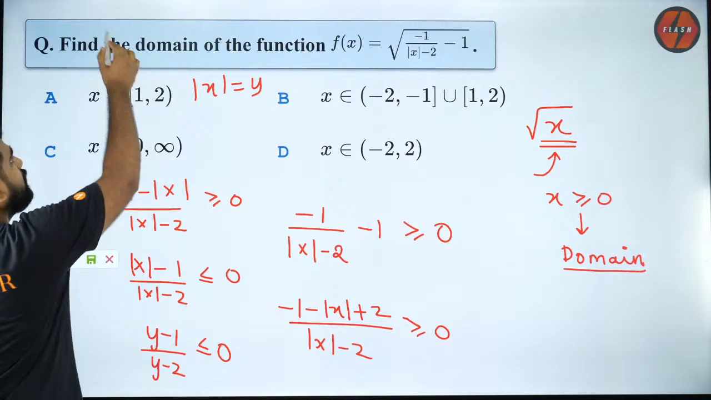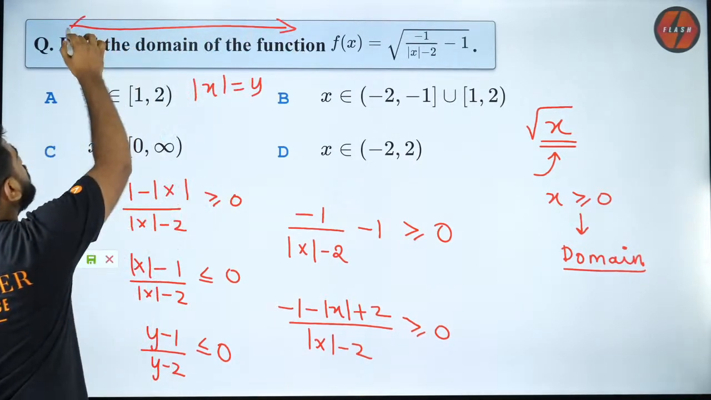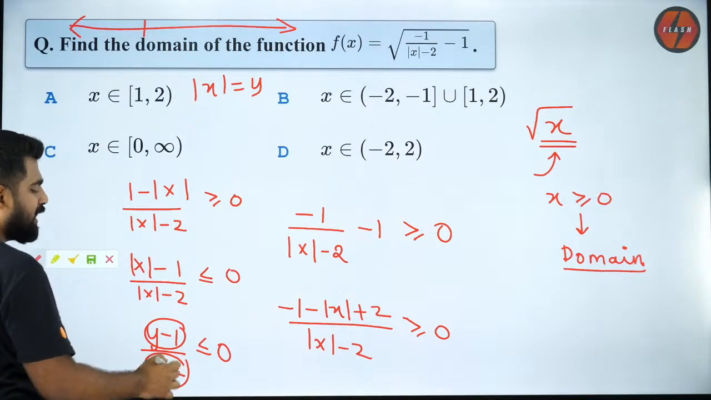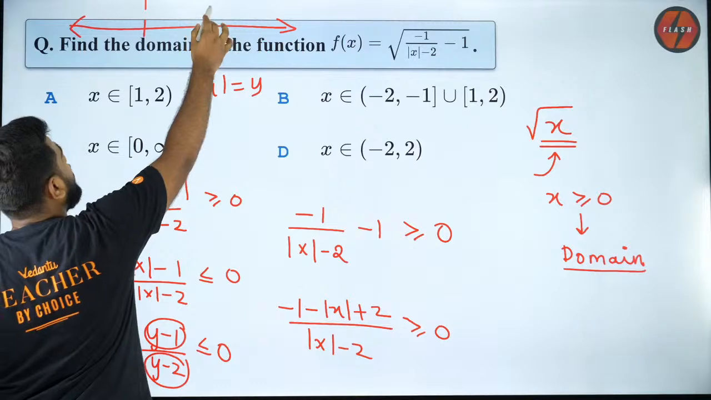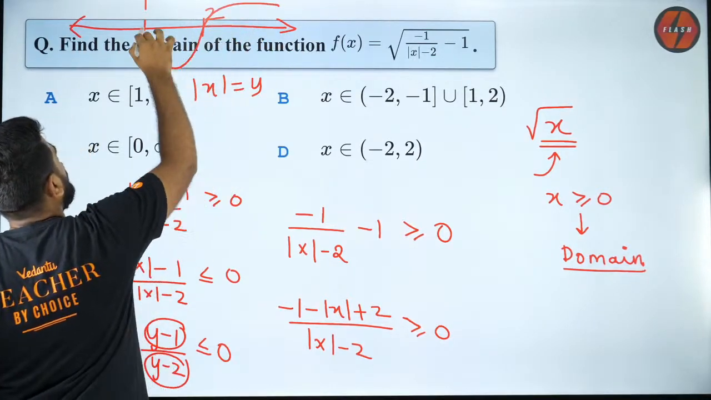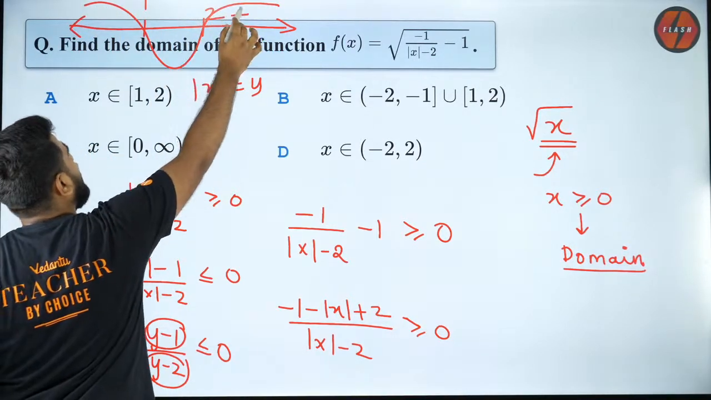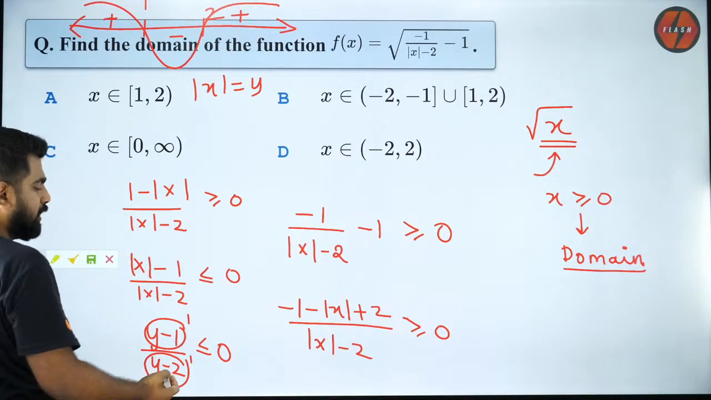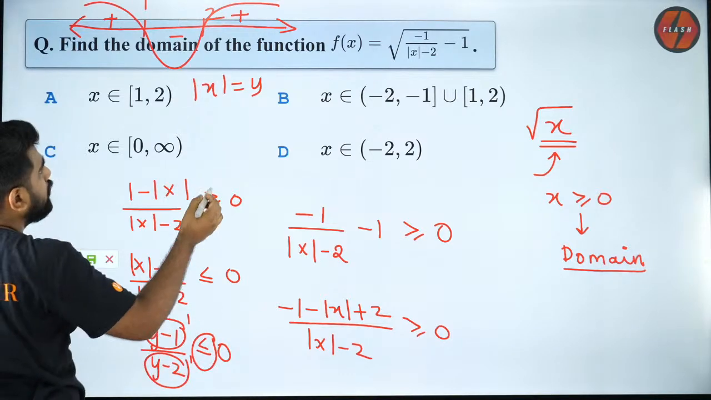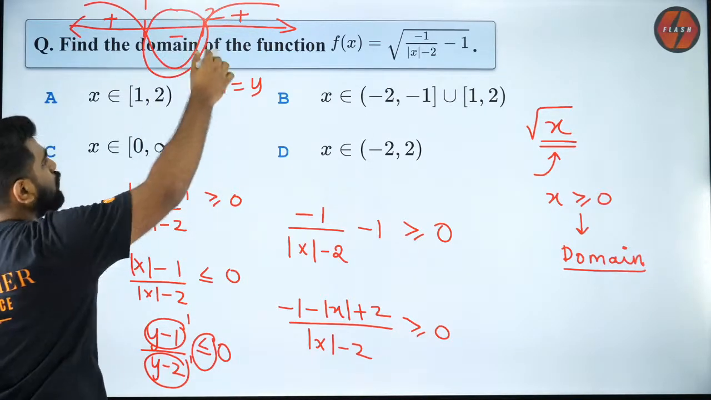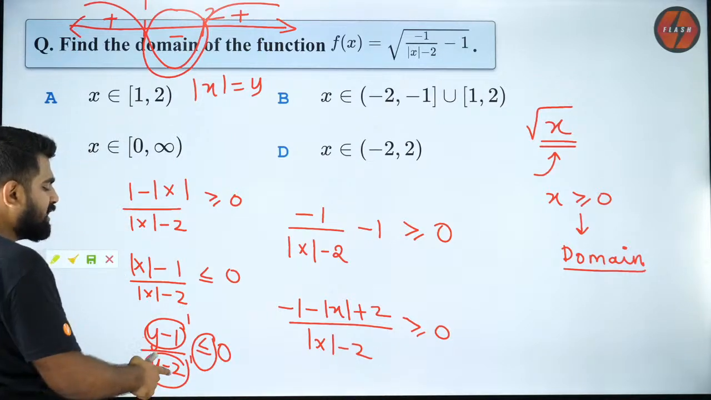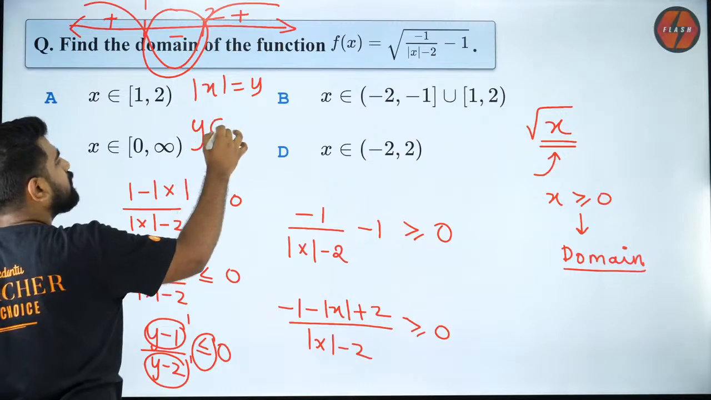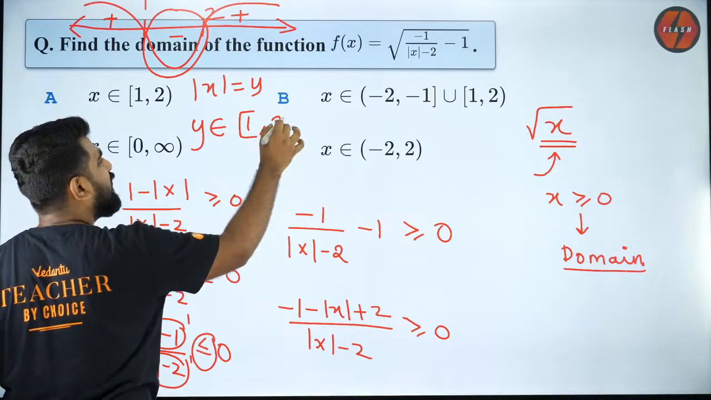Now I'll apply wavy curve. What is wavy curve? Draw the number line. Plot the zeros. Two factors are there, one in the numerator and one in the denominator. So the factors are 1 and 2. You start from the right hand side, draw the wavy curve. I alternate in sign because they're all of odd power. We want less than or equal to 0, which means between 1 and 2. But please understand 2 is in the denominator, so I will not include 2. So y belongs to [1, 2), 1 included, 2 excluded.